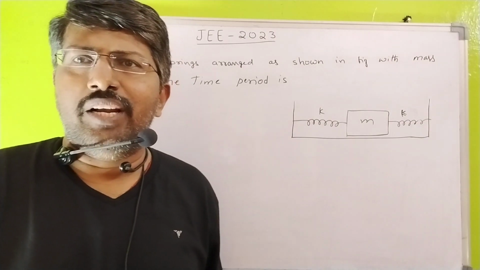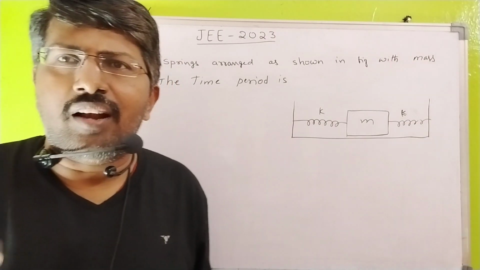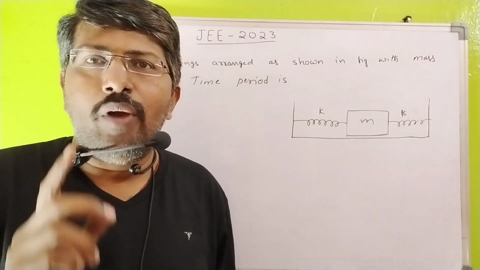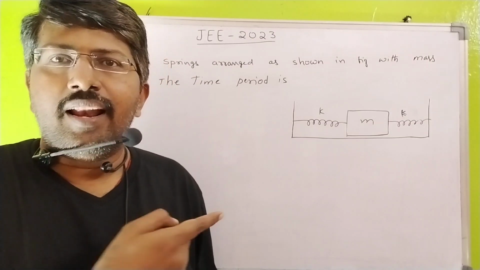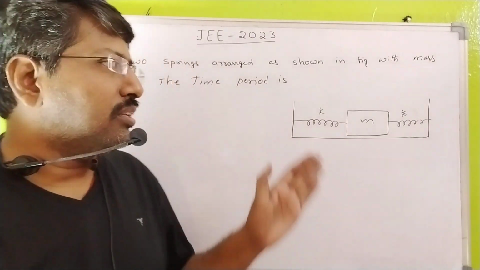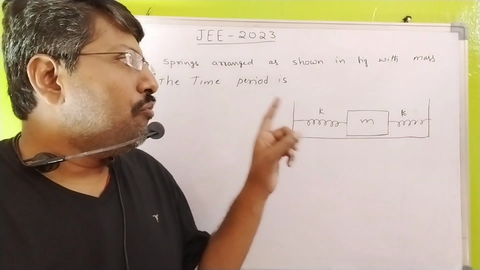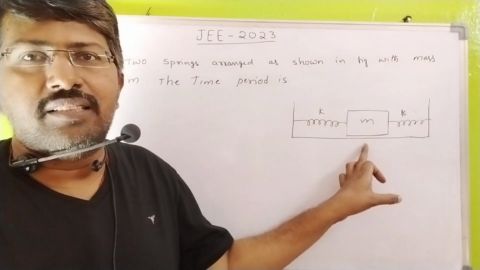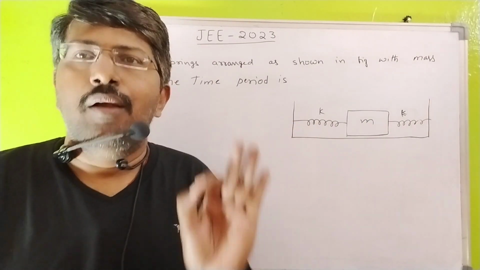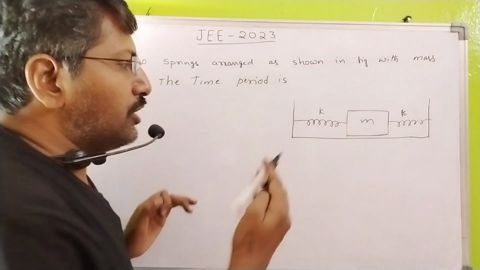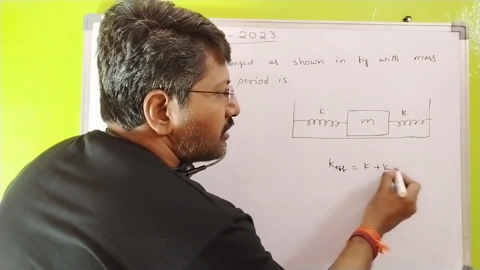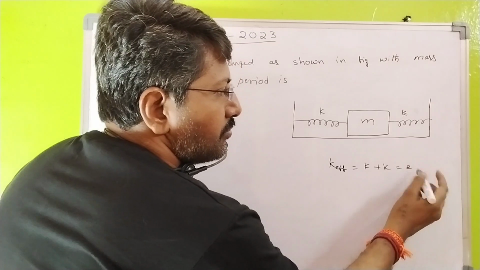See here, most students, if you observe this diagram, simply think that this is a series combination. But that is actually wrong. When two springs are connected to the same body like this, these two springs should be connected in parallel. You should remember this. So don't just see and judge yourself. When the body is connected like this, you should remember these two springs are in parallel. In parallel combination, the effective spring constant is K plus K, equal to 2K.